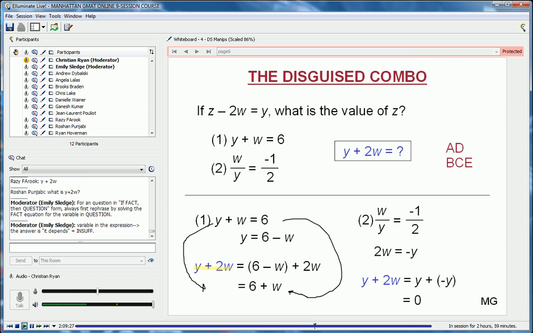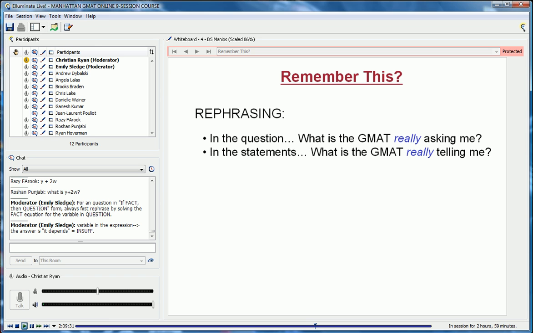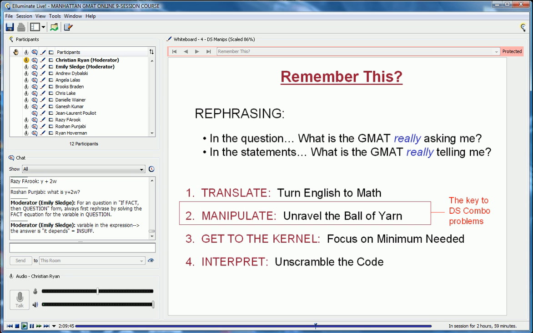So we've talked about rephrasing. That's really at the heart of this. We talked about rephrasing a while back in the first session: what is the GMAT really asking you? That's what the question's about. And the statements, you're rephrasing to figure out what the GMAT is really telling you. And we talked about 4 different kinds of rephrasing, and the second kind here, manipulation, is really the key to these combo problems.